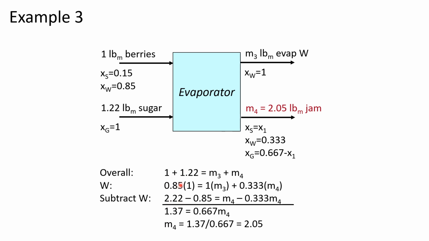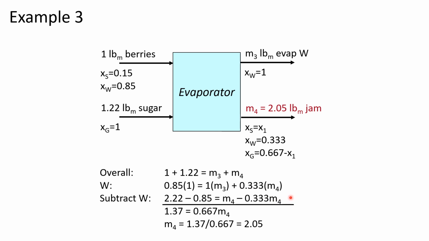And I'm going to subtract from it the term on the left-hand side from the water balance, which is 0.85. So I'll take this amount and subtract this, 2.22 minus 0.85, and then set that equal to what's on the right-hand side of the overall balance minus what's on the right-hand side of the water balance. If I do this, I'll take M3, subtract M3, that gives me 0. The M3 cancels out. If I look at the M4, I'll have M4 minus 0.333 M4.